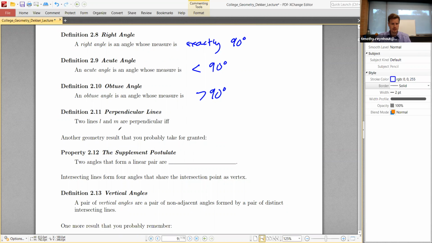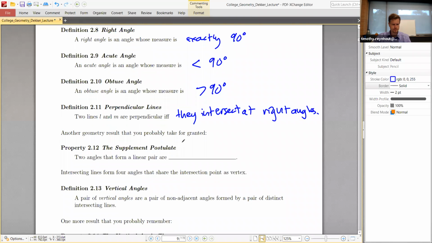And why is it of some interest? Well, partly because we can talk about perpendicular lines then. So two lines L and M are perpendicular if and only if they intersect at right angles. Excellent.